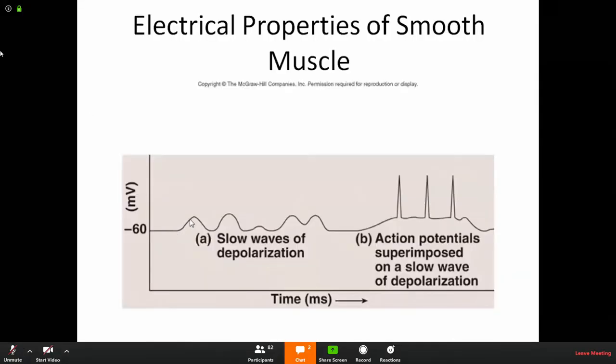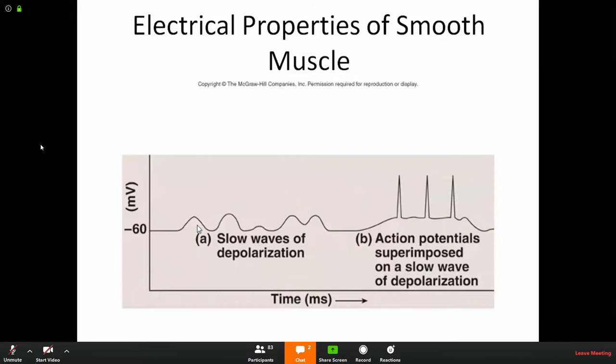Of these muscles of the GI, it is fluctuating. It is slowly rising, and it again comes down. But there is no movement and secretion in this period.